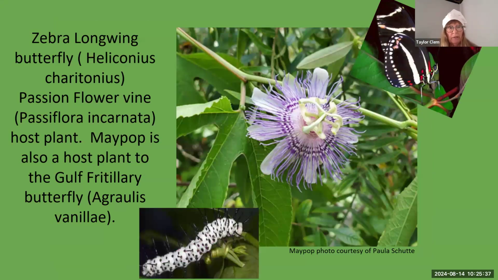The zebra longwing, if you don't have any coming to your yard, and by the way, it's the Florida state butterfly. It's hot stuff. It likes a passion flower, often called a maypop, along with the Gulf fritillary. So if you would like to attract some, you would plant a passion flower vine and make sure you have a trellis or something for it to climb up on. And it is a Florida native. So it will be coming back.